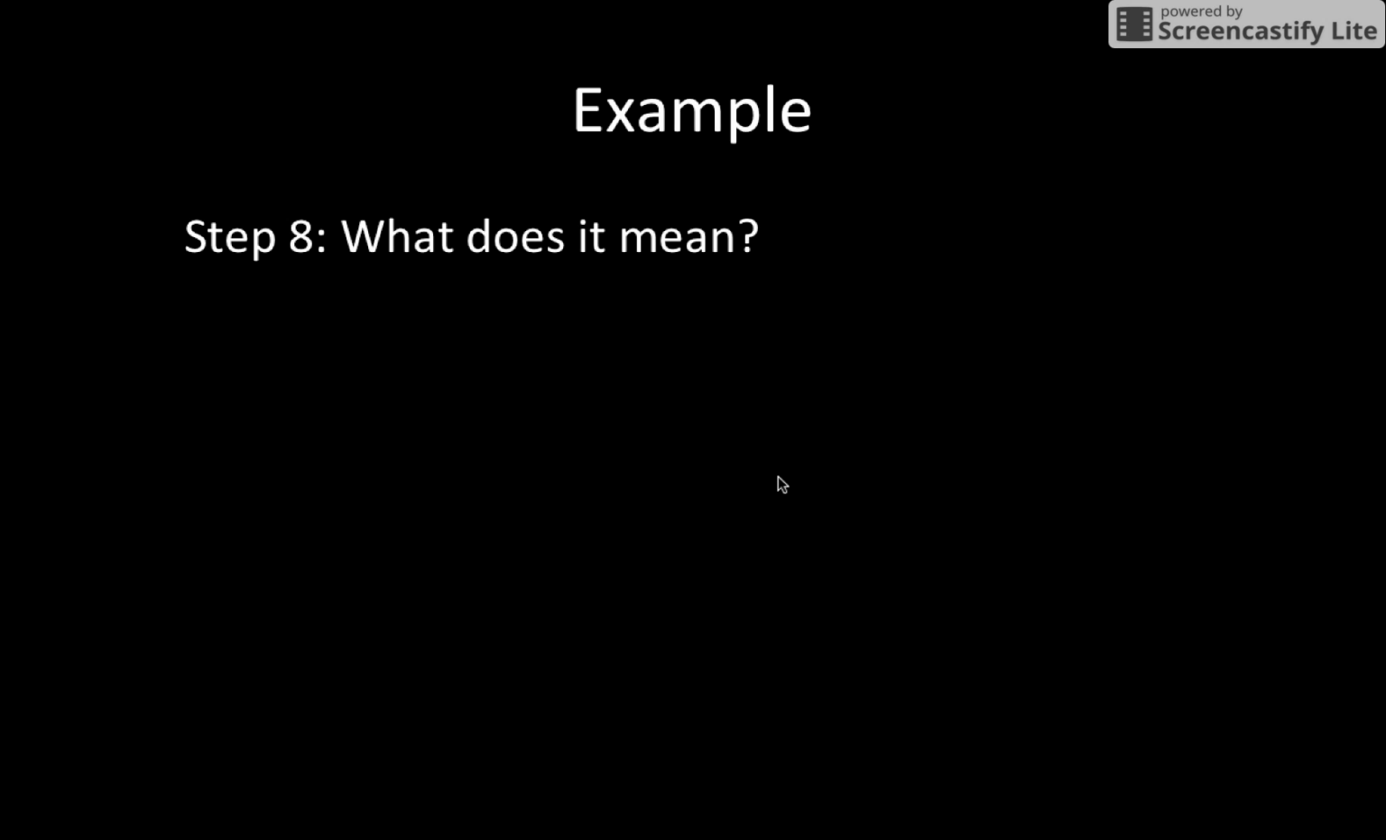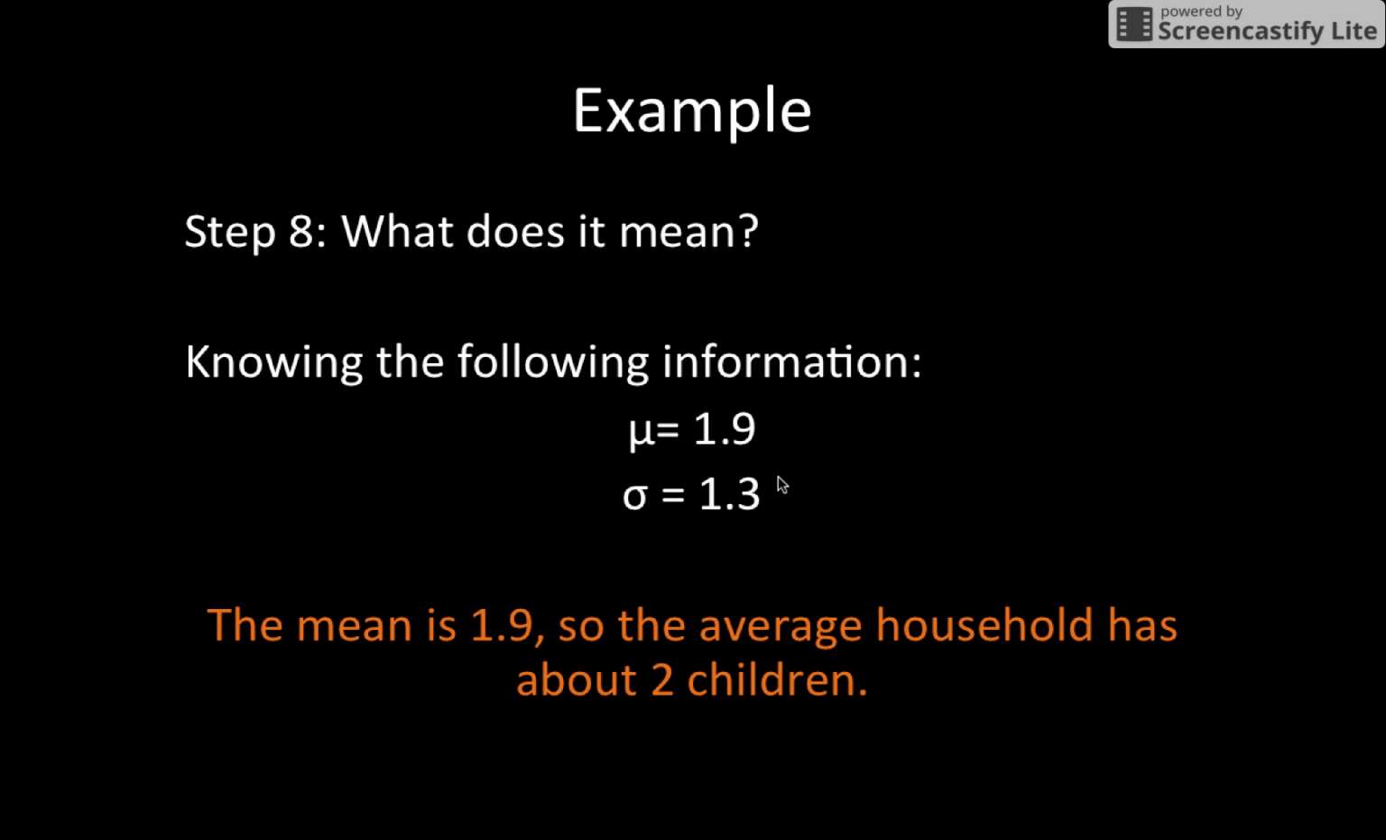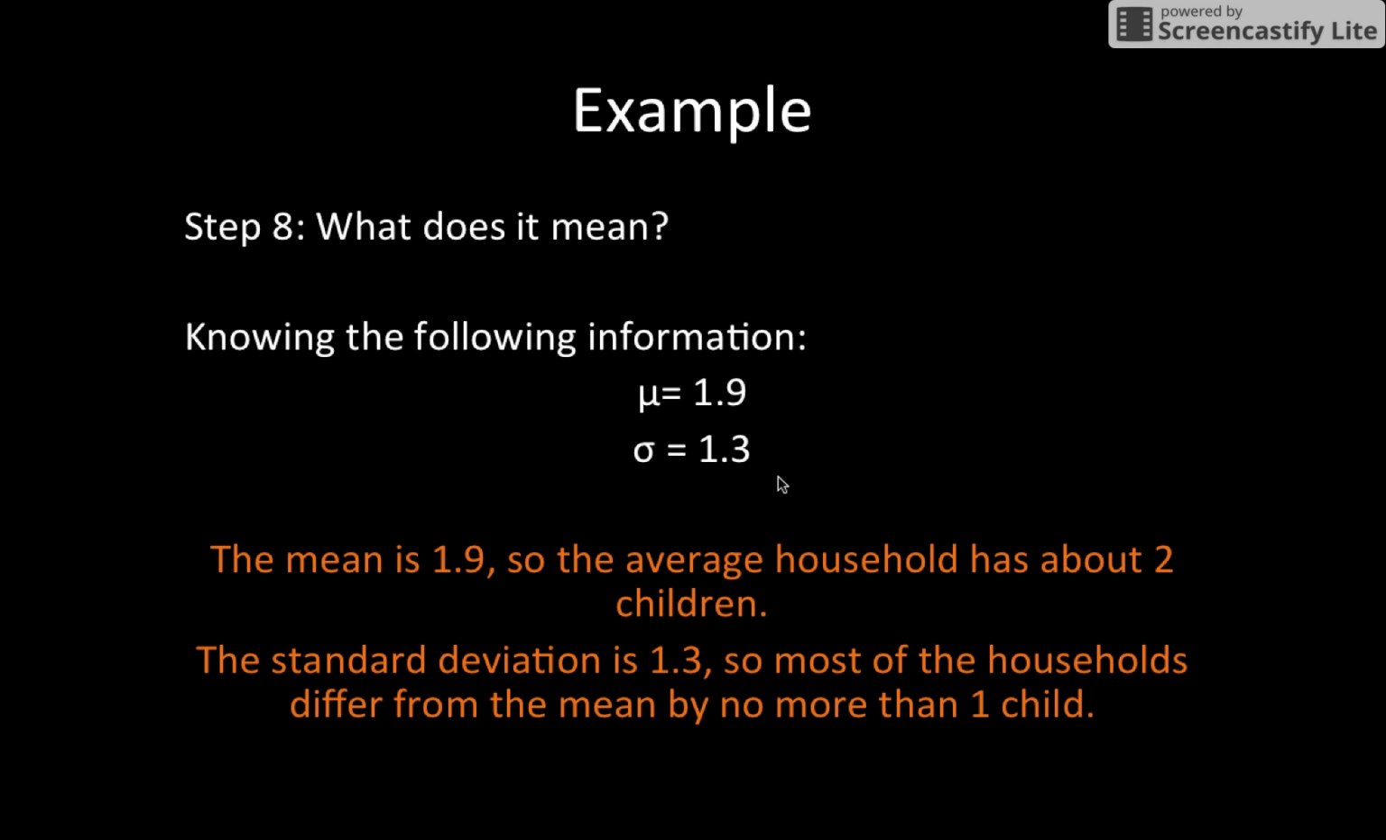So what does this mean? Knowing the following information, that your mean is 1.9 and your standard deviation is 1.3, you can see that the average household has about 2 children. You can't have 1.9 children. And your standard deviation is 1.3, so most of the households differ from the mean by no more than 1 child. And that is it, and I hope you enjoyed.